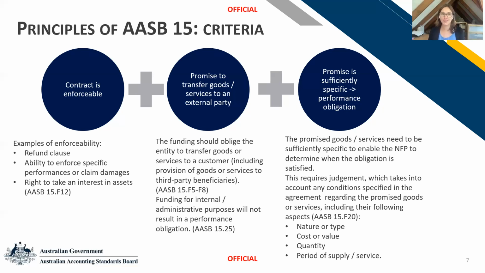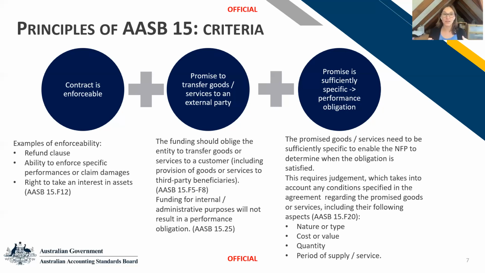A third criteria, which is where you're probably all rolling your eyes at me because this is the one that causes so many problems, is that terminology of sufficiently specific. So I know I'm transferring a good or service, but what is the good or service I'm transferring? Have I been told what to do? Is it sufficiently specific, and does it create a performance obligation?